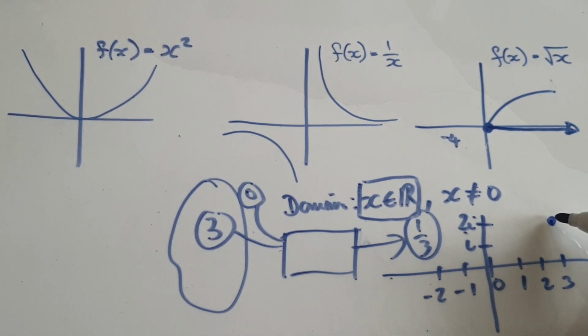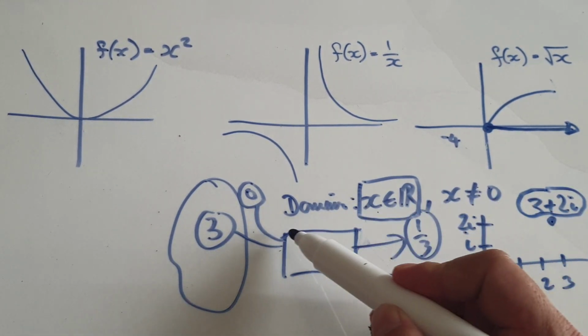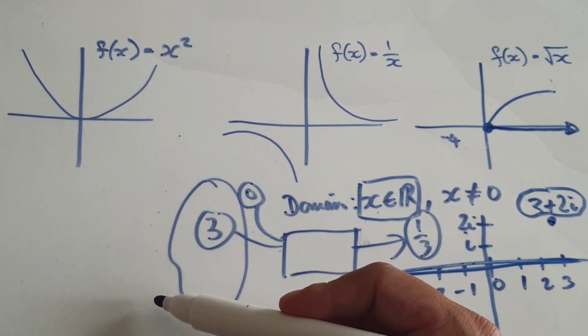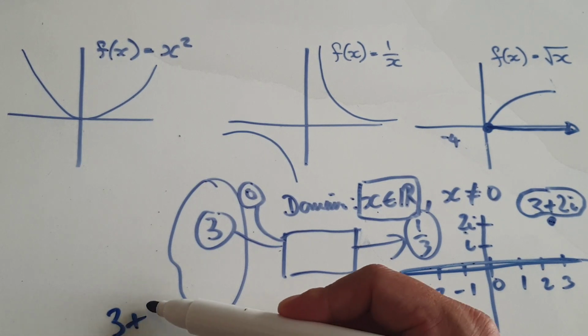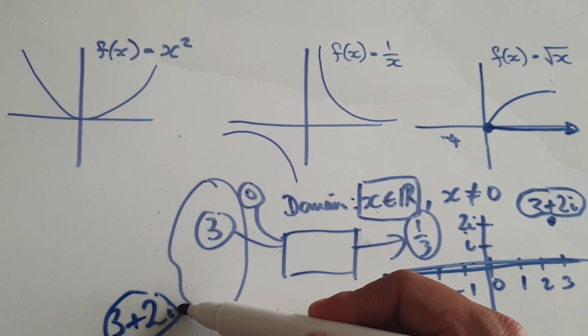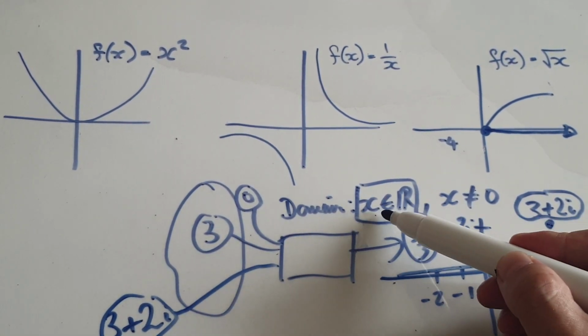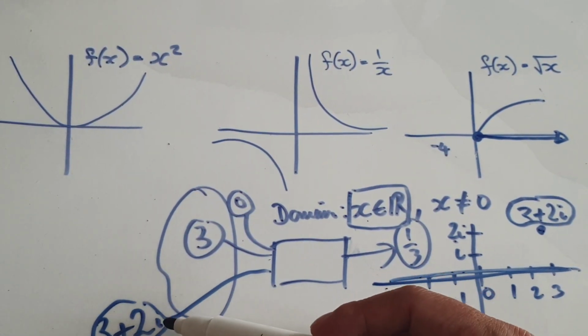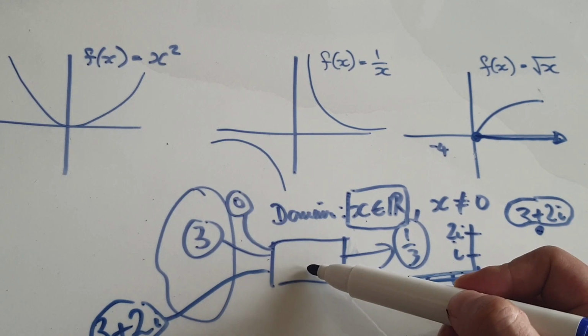So for example, this number here is actually a number. This is 3 plus 2i. Collectively, this is a number. You see, by specifying x, what you put into the machine must be on this line. It cannot be a complex number. So don't go and try to put a complex number into this machine. It will break down. So by specifying this, you're restricting people from putting a complex number into the machine.